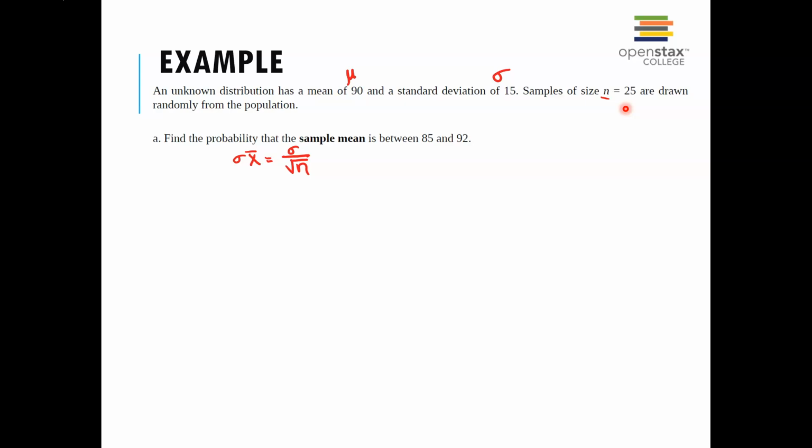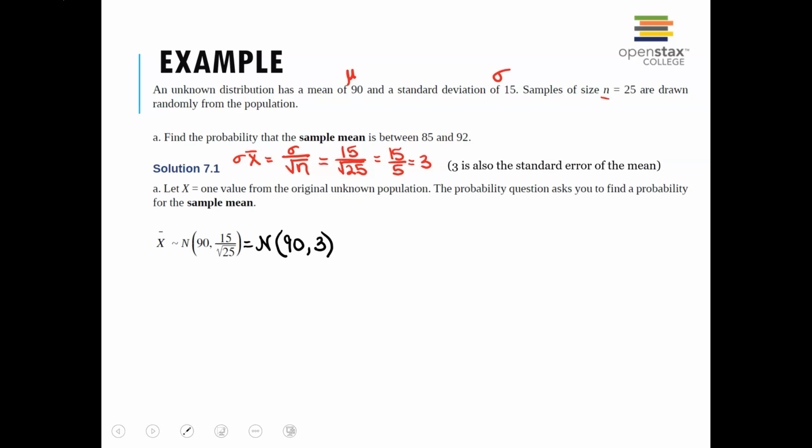All right, so the first thing that I need to do is remember that my standard deviation has to be divided by the square root of n for this, right? So the standard deviation they gave me was 15, and I'm going to divide that by the square root of n. The n they gave me was 25. So the square root of 25 would be 5, 15 divided by 5 was 3, and 3 would also be called the standard error of the mean if they asked us to identify that.